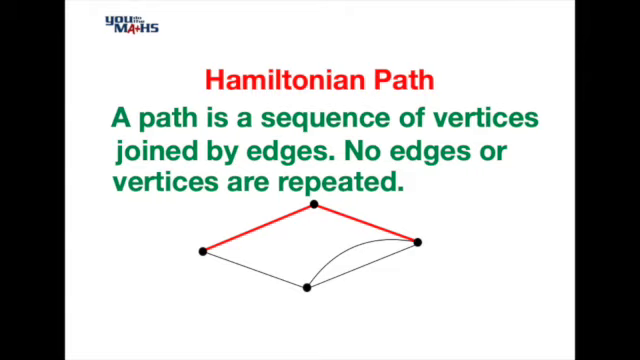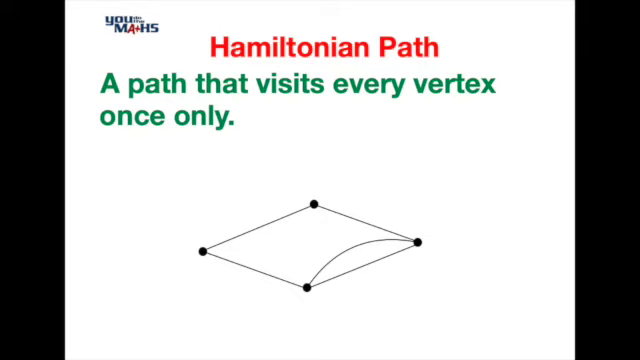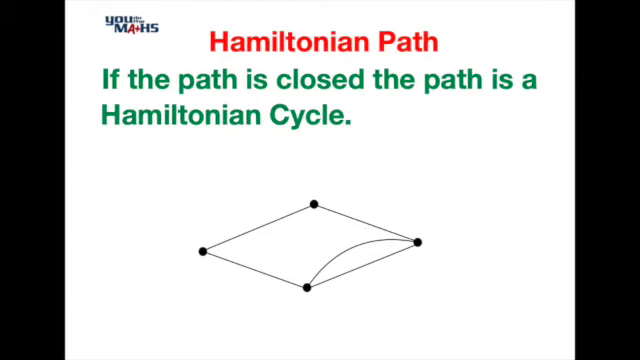The Hamiltonian path is a special case. In a Hamiltonian path, every vertex is visited exactly once. An exception to this is where we start and finish at the same vertex. That's called a closed path. And in this case, because we visit every vertex only once, apart from the start and finishing vertex, we call it a Hamiltonian cycle.